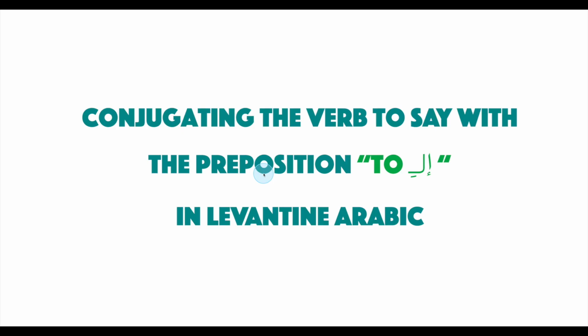Great, now let's have a look at the conjugation and what you should know. When we conjugate the verb with the preposition il, like I am telling you or I'm saying to you, you would say أنا بقول إلك.